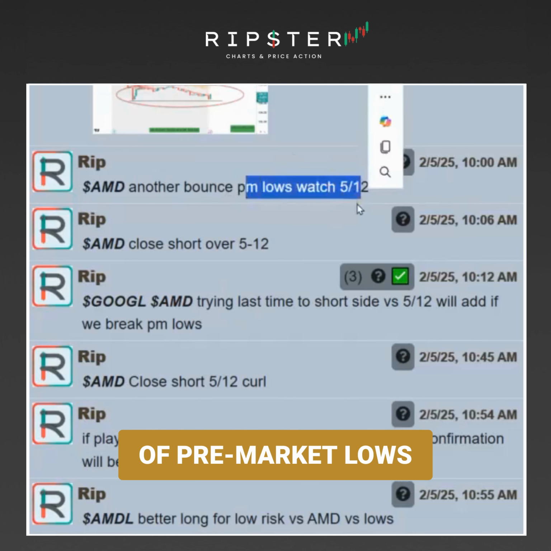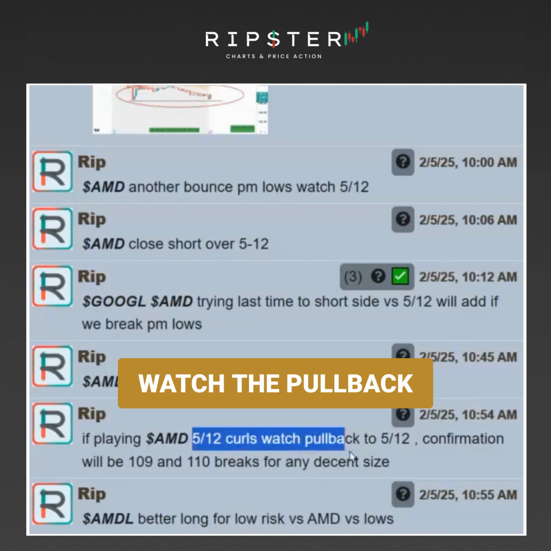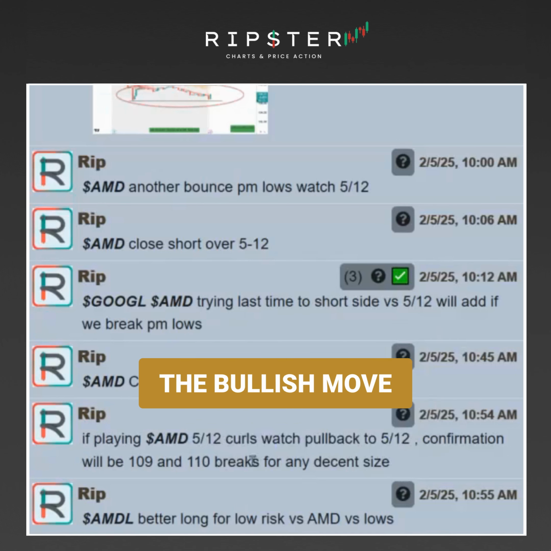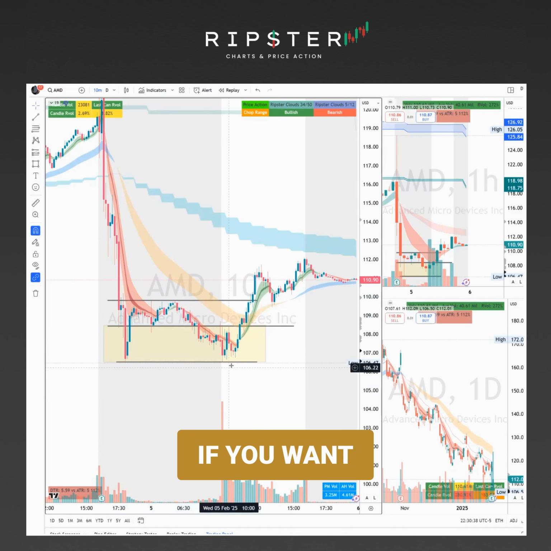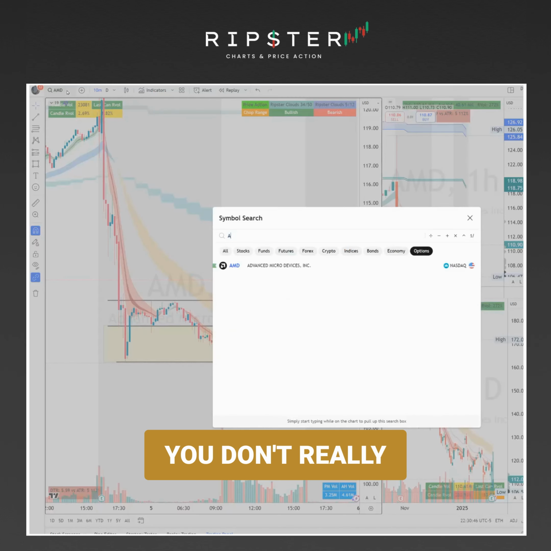Another bounce of pre-market lows, watch 512 and close the shorts over 512. Then when it started to curl, I told everybody, watch the pullback to 512. Confirmation of the bullish move will be 109. You can add a starter if you want, and then we'll see. But then we had a midday market breakout, which kind of helped AMD. You could trade AMDL. You don't really need to trade AMD.